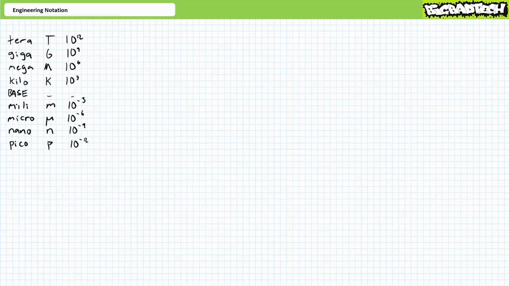Now its mirror image: 10 to the negative 3, milli, or lowercase m; 10 to the negative 6, micro, or u with a funny tail; 10 to the negative 9th, nano, or lowercase n; and finally 10 to the negative 12th, pico, or lowercase p. Chances are you'll never have the occasion to use anything above or below the ranges I've presented here.